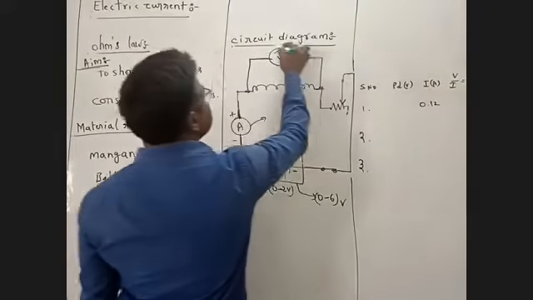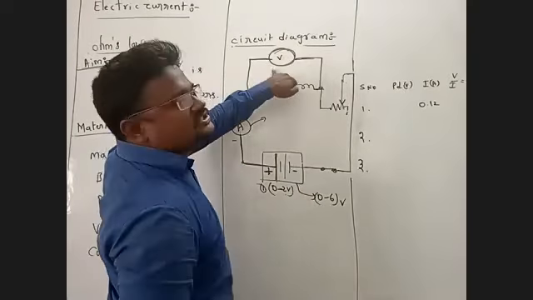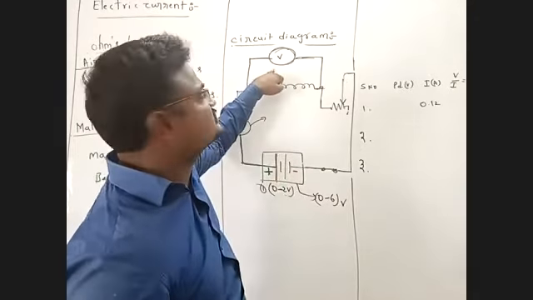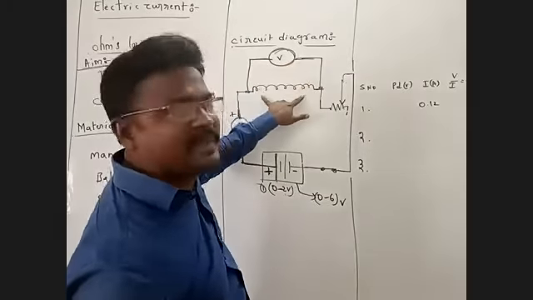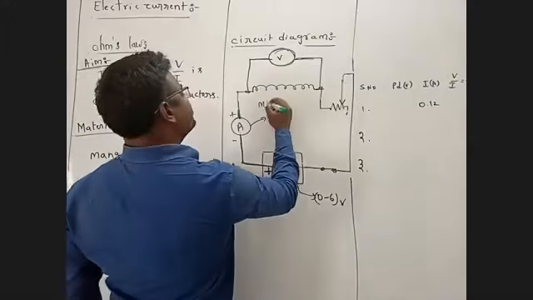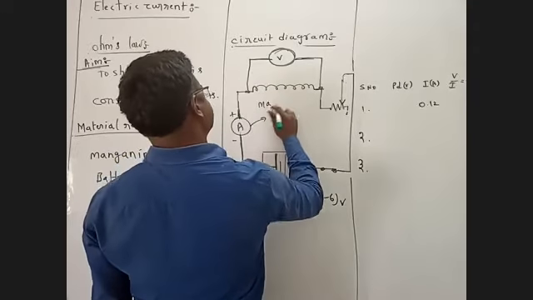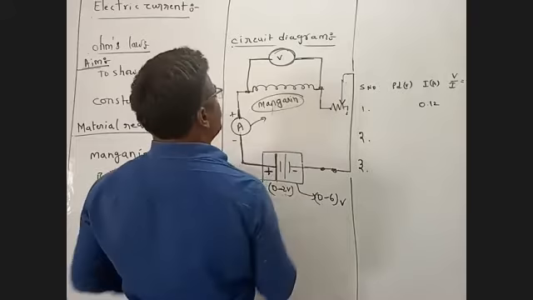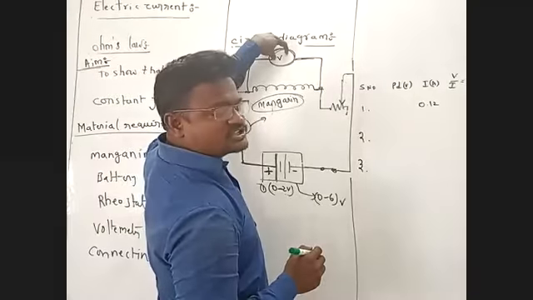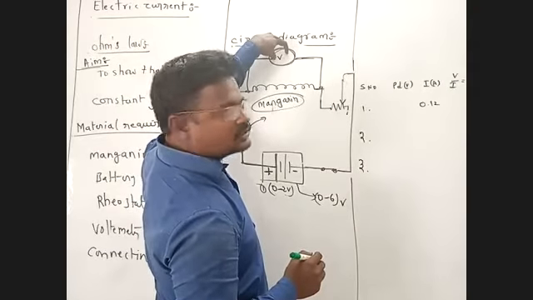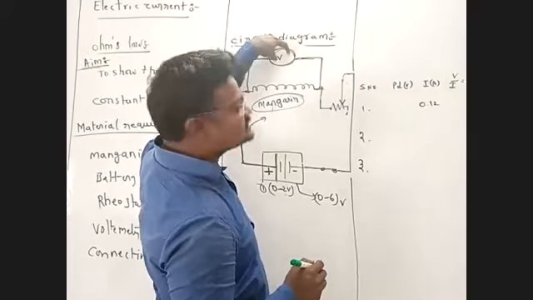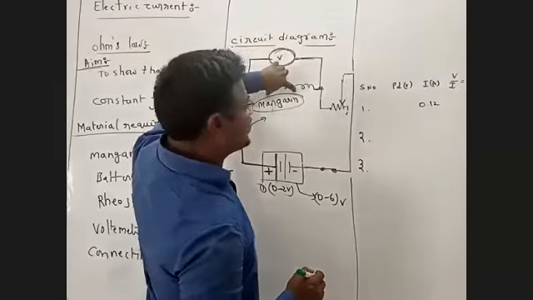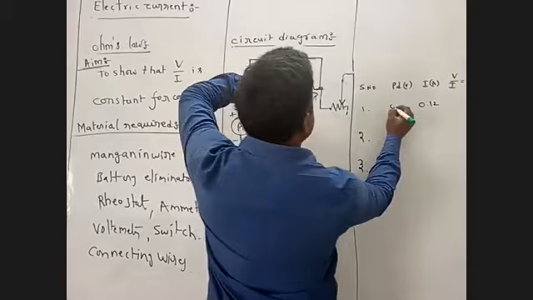How much current is flowing? 0.12. This is a voltmeter. It is used to measure voltage across the magnetic wire. So what is the use of a voltmeter? A voltmeter is a device used to measure voltage across the magnetic wire. So this voltage is 0.1.